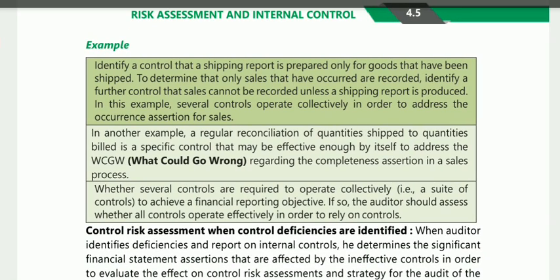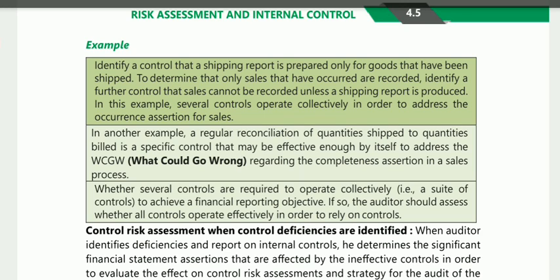Example they have given: identify a control that a shipping report is prepared only for goods that have shipped. To determine that only sales that have occurred are recorded, identify a further control that sales cannot be recorded unless a shipping report is produced. In this example, several controls operate collectively in order to address the occurrence assertion for sales. In another example, a regular reconciliation of quantities shipped to quantities billed is a specific control that may be effective enough by itself to address the WCGW, what could go wrong, regarding the completeness assertion in a sales process.